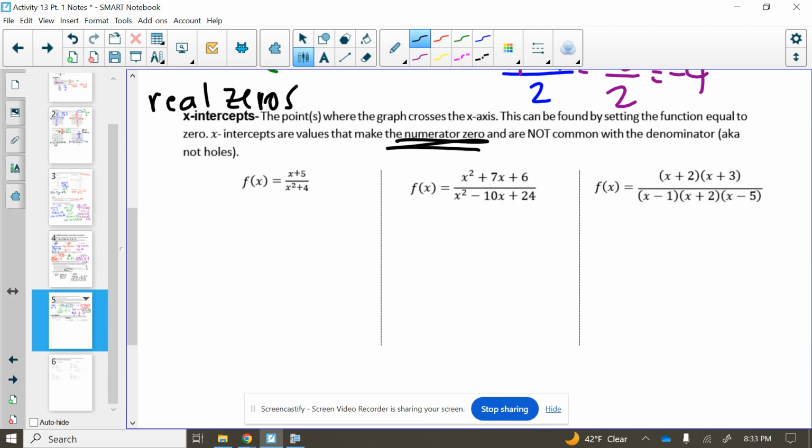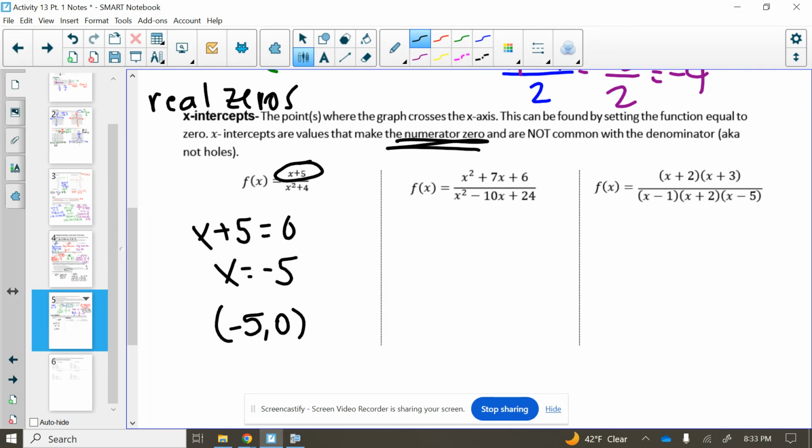So in this case, if we look, we have nothing that's going to cancel out. The piece down here is going to be imaginaries, so we can't factor that. So what we do is we set, again, that numerator piece equal to 0, and we have x equals negative 5 as the value of our x-intercept, or real 0.